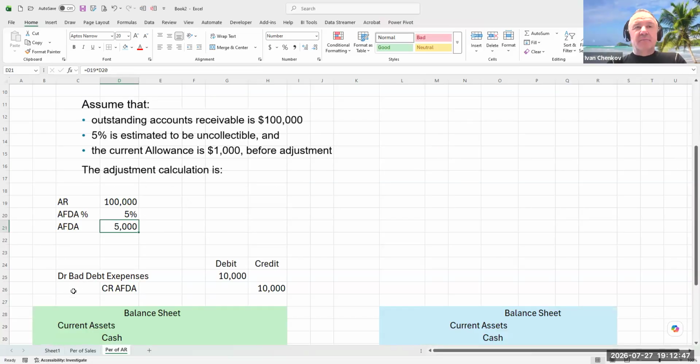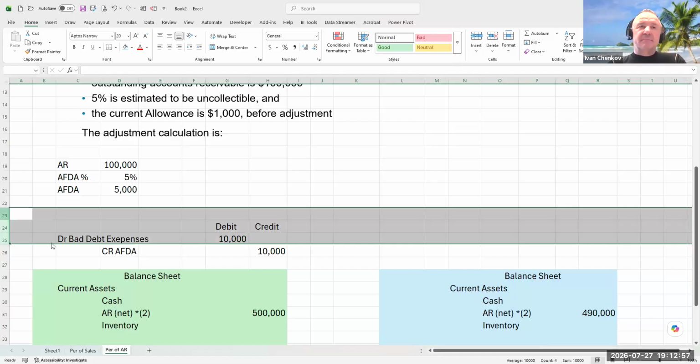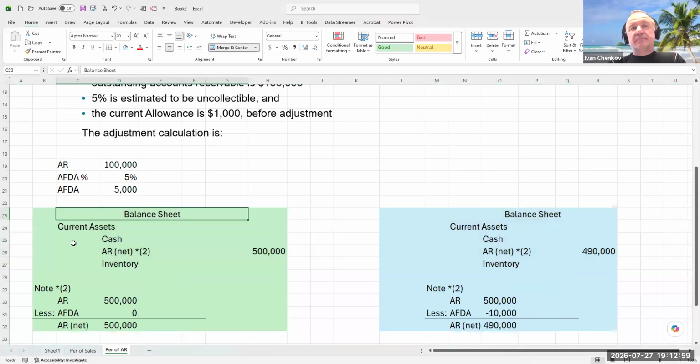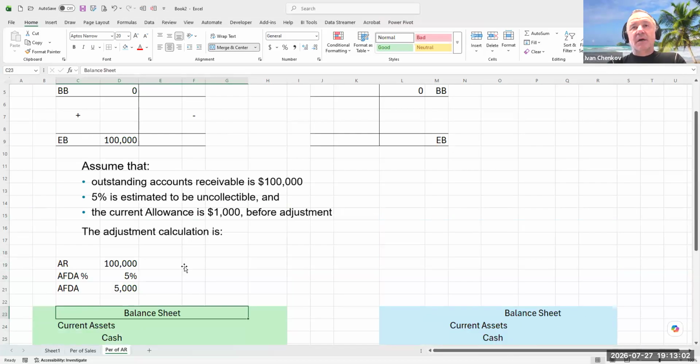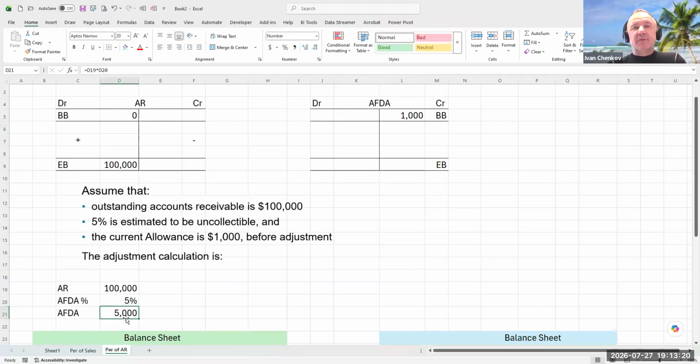We have to do the journal entry. Debit. We're not doing anything actually. Journal entry is not here. Journal entry is after. So let's see where we are. On our accounts, we have outstanding receivables, $100,000. Allowance for doubtful accounts, we have beginning balance of $1,000. Once we calculate this allowance for doubtful accounts, that will become our ending balance here.